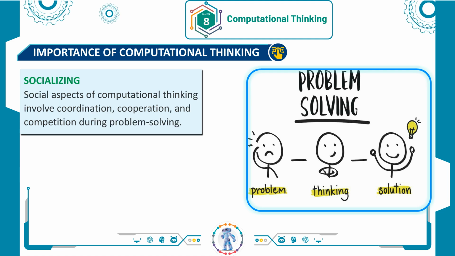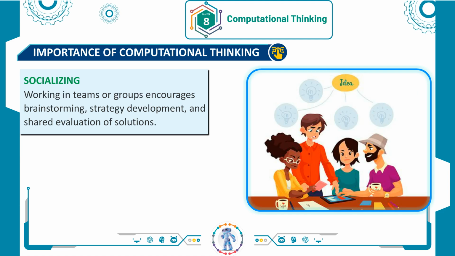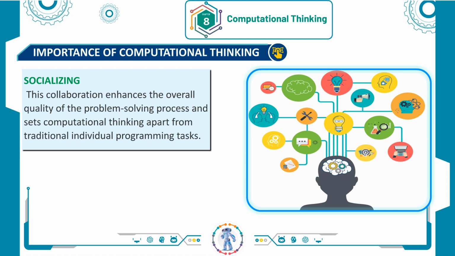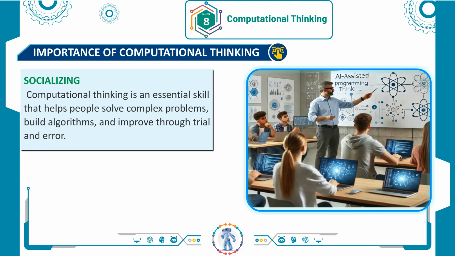Socializing. Social aspects of computational thinking involve coordination, cooperation, and competition during problem solving. Working in teams or groups encourages brainstorming, strategy development, and shared evaluation of solutions. This collaboration enhances the overall quality of the problem-solving process and sets computational thinking apart from traditional individual programming tasks.